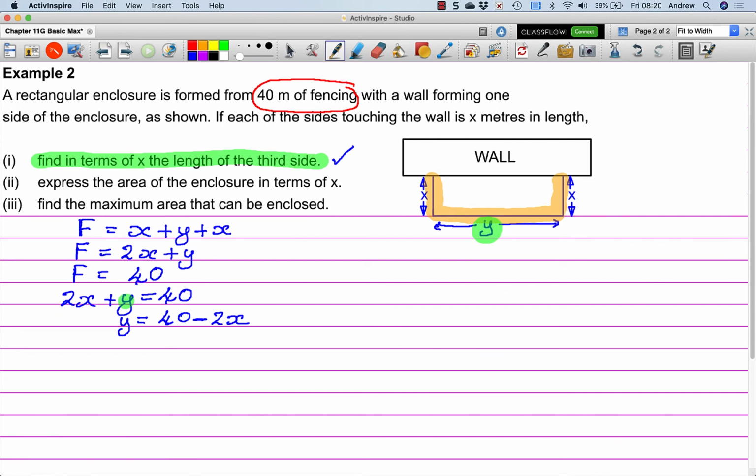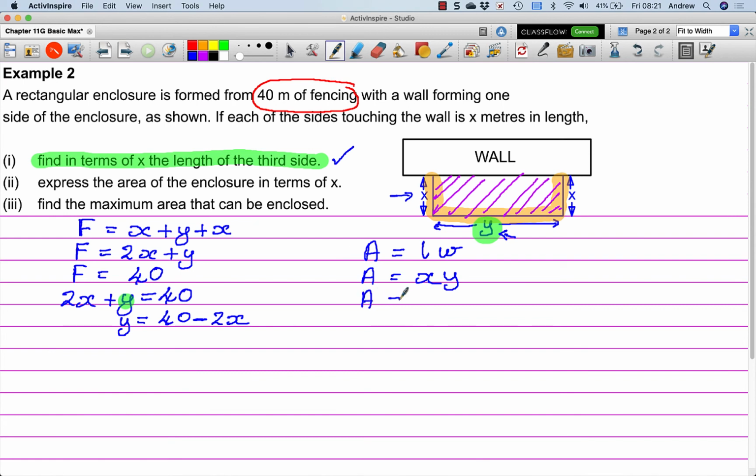Express the area of the enclosure in terms of x. Well, what is the enclosure? Well, the enclosure is this thing, which is a rectangle. Okay, so there's your rectangle. What's the area of a rectangle is what they're basically saying to you. And of course, we know what the area of a rectangle is. The area of a rectangle is basically your length times your width. So the area of this rectangle is equal to your length, where your length I'm going to take as x, and the width I'm going to take as y. So therefore, the area of this enclosure is x times y.